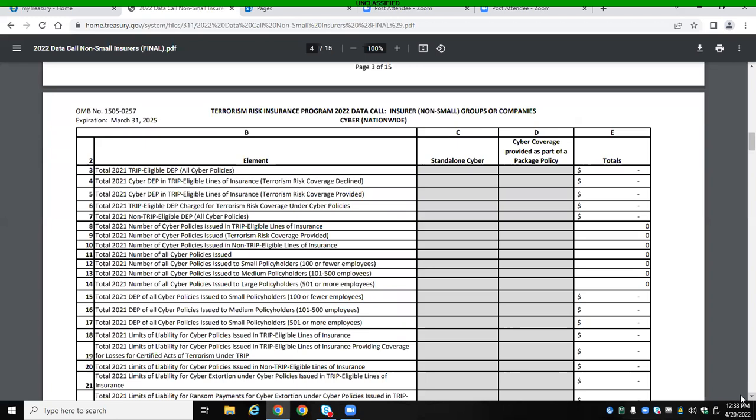The information requested here is subject to some additional items that have been requested for the first time in this 2022 data call. So I will go over those fields in some detail. While the categories of information requested have expanded, we are continuing to seek information on both standalone cyber policies, that should be included in column C, as well as cyber endorsements attached to another policy, or provided as part of a policy that provides other coverages, that should be reported in column G.